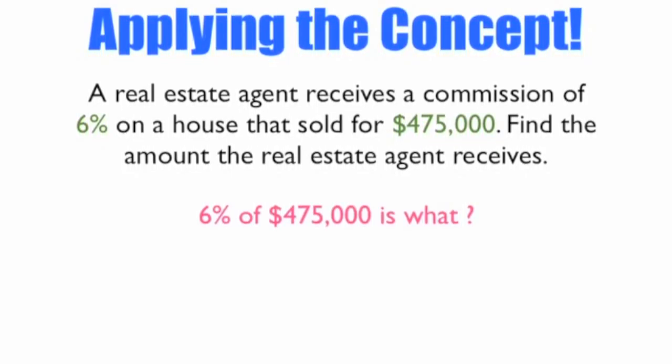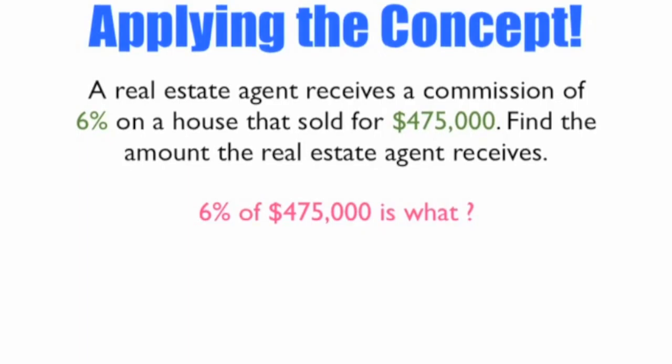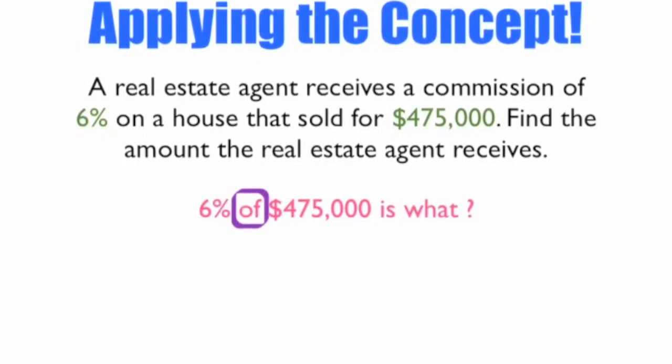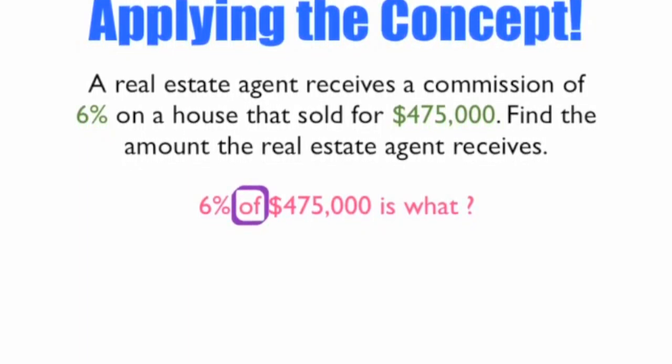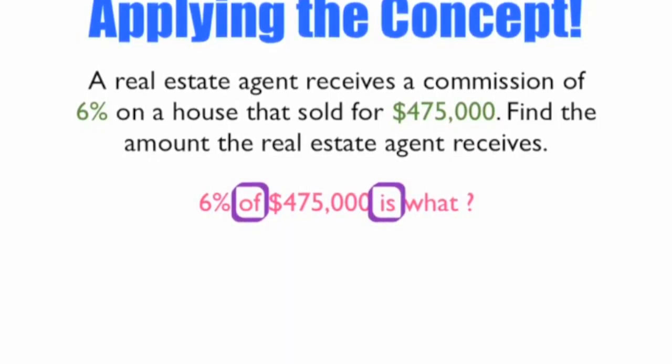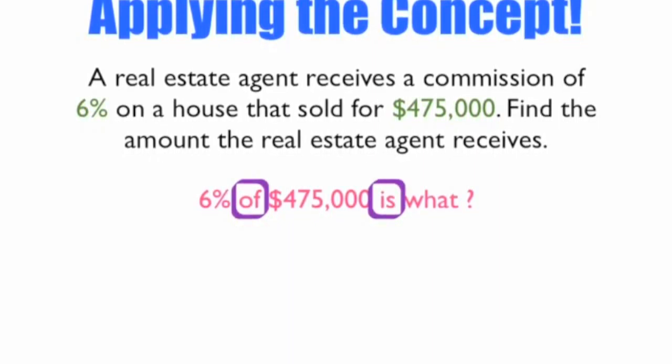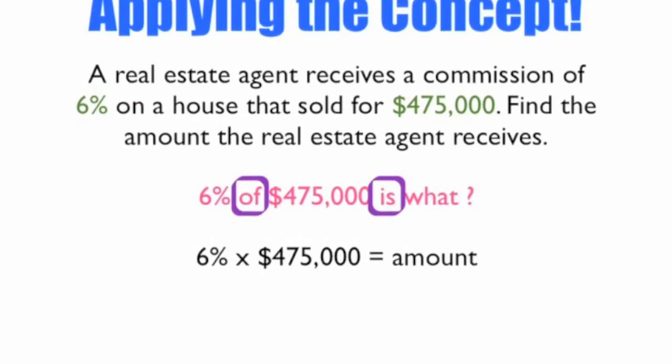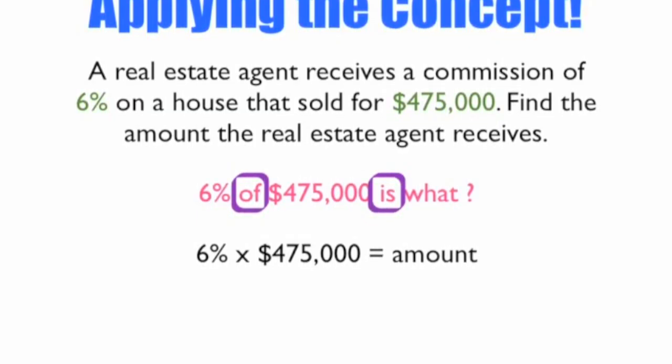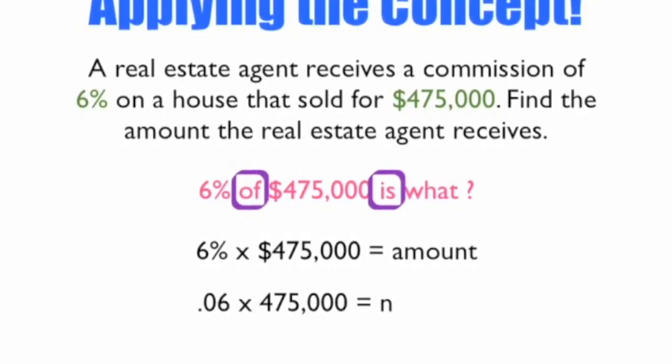The question raised is, 6% of 475,000 is what? "Of" meaning times, "is" meaning equals. Therefore, you get the equation 0.06 times 475,000 equals the amount. Therefore, the real estate agent makes $28,500.